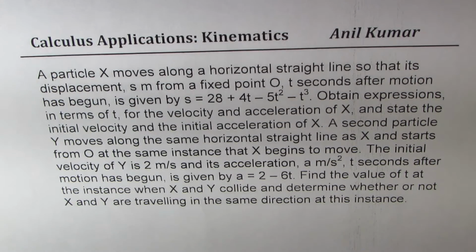The question here is, a particle x moves along a horizontal straight line so that its displacement s meters from a fixed point O, t seconds after motion has begun, is given by s equals 28 plus 4t minus 5t squared minus t cubed. Obtain expressions in terms of t for the velocity and acceleration of x and state the initial velocity and the initial acceleration of x.